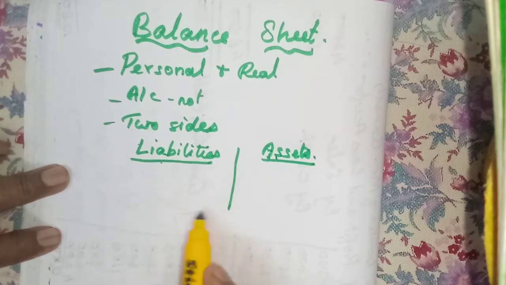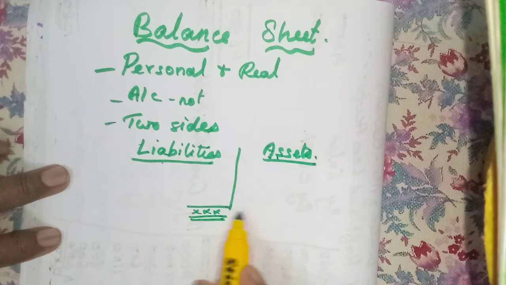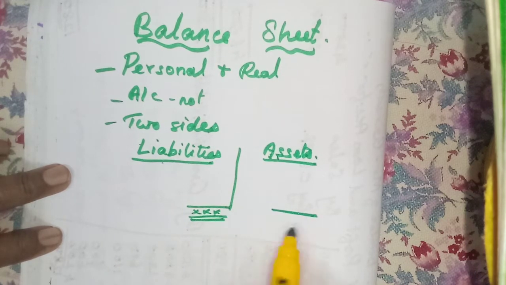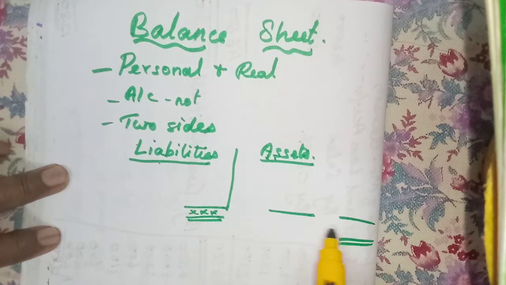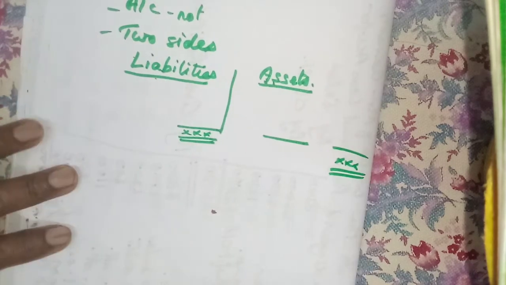When we add both sides, we will get the same balance. If we get the same balance, we can conclude that our calculations are correct. But if it does not tally, then that means we have made some error somewhere.